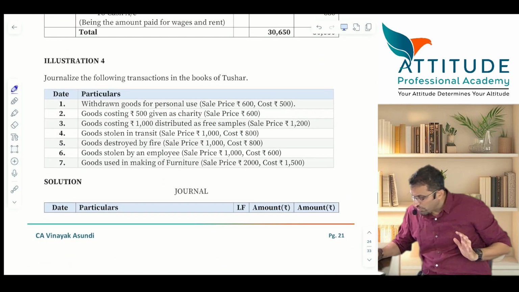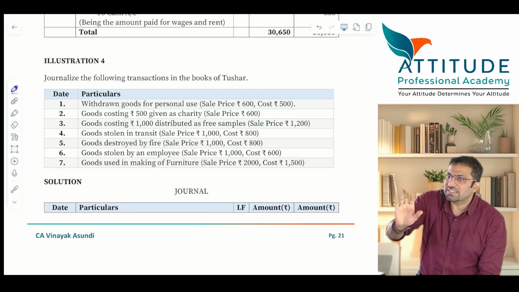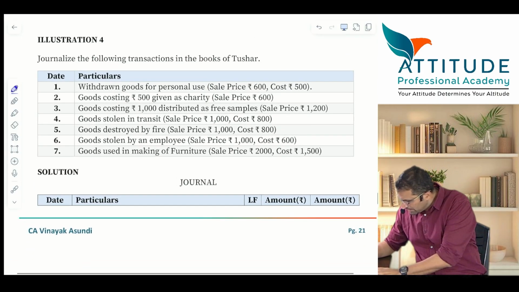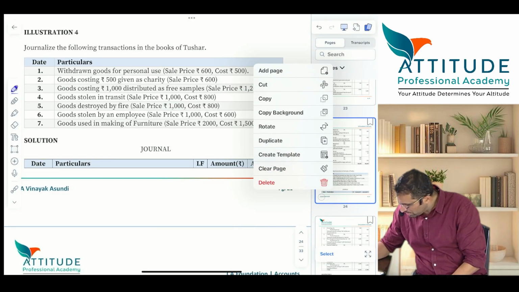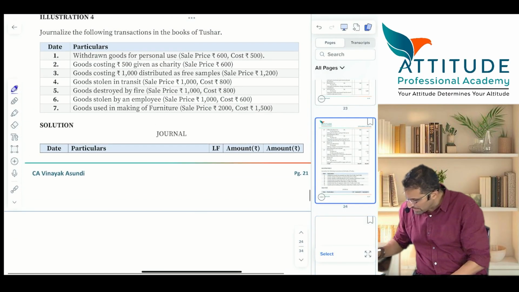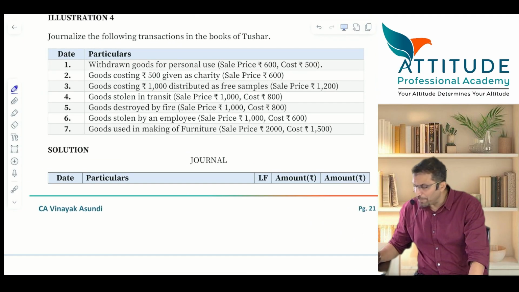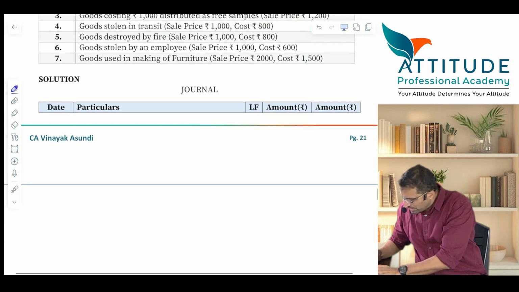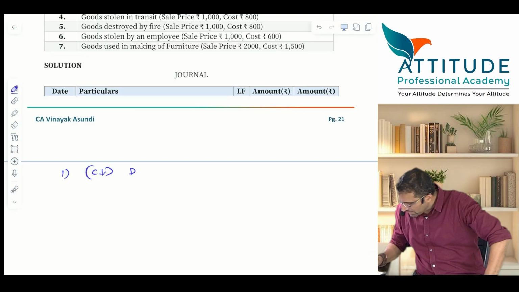Illustration 4. Okay, illustration 4. I am giving you 5 minutes. Yes, I have given you 5 minutes now. I hope all of you have done it. Okay. No, some of you are saying no. Okay. Come on. Yeah. Withdrawn goods for personal use. What are you withdrawing? Cash or goods? Entry. Capital reduces. Drawings account debit.